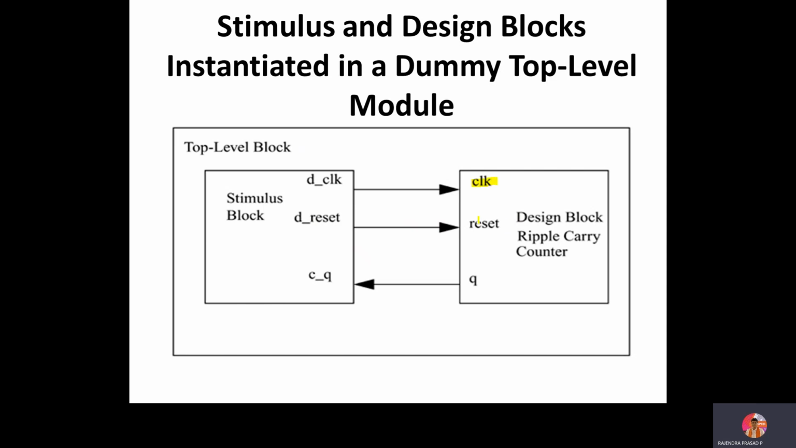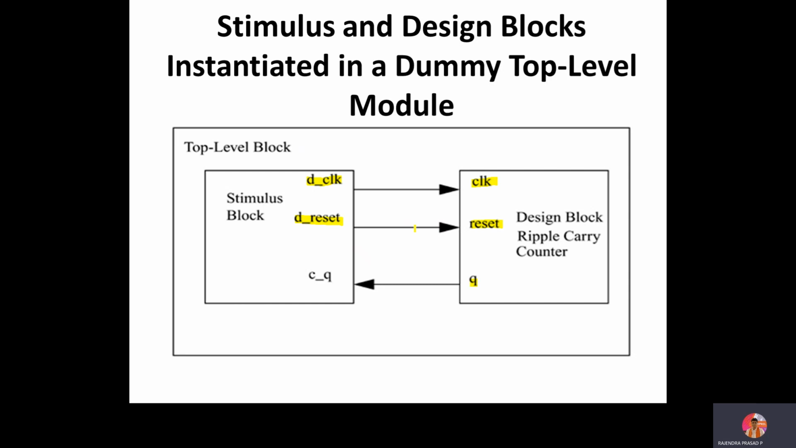In the design block, I have a clock, a reset, and Q, which is the output. In the dummy block, I represent them as D underscore clock and D underscore reset, and these dummy values I am going to force. Why am I giving these dummy values? Because the clock value keeps on changing, and the reset value also keeps on changing. So when I give 0, what will happen? When I give 1, what will happen? I am going to check, and that value I am going to observe.